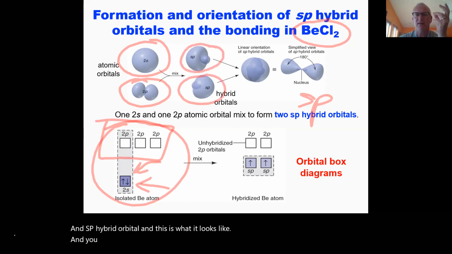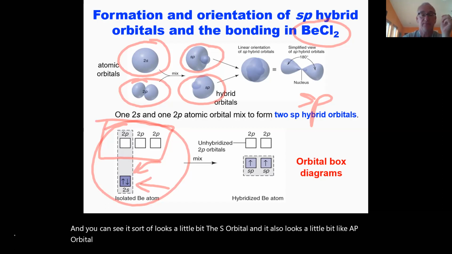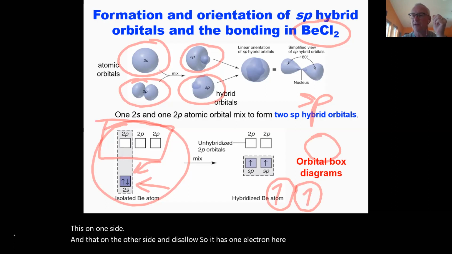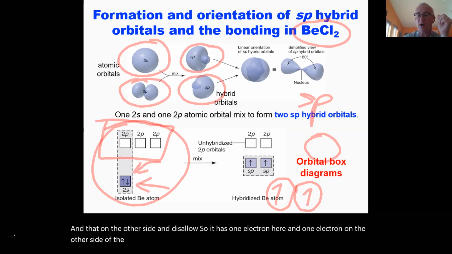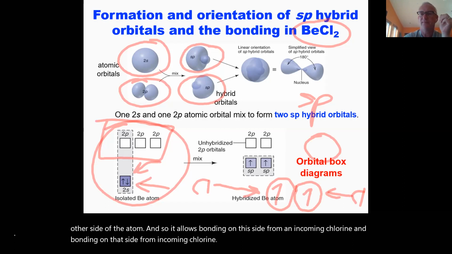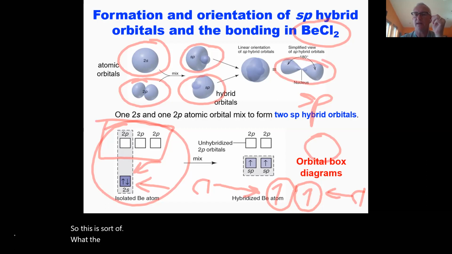You can see it looks a little bit like the s orbital, and a little bit like a p orbital. But instead of having a shape that looks like the 2s, the basic sphere, it now has this on one side and that on the other side. It has 1 electron here and 1 electron on the other side of the atom. And so it allows bonding on this side from an incoming chlorine and bonding on that side from an incoming chlorine. So this is what the sp orbital would look like.